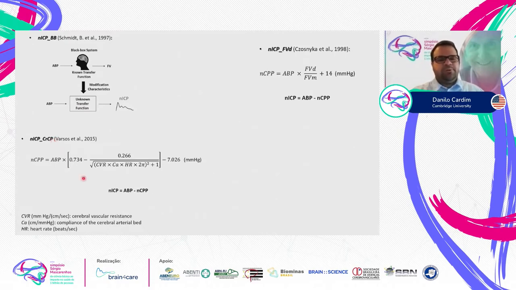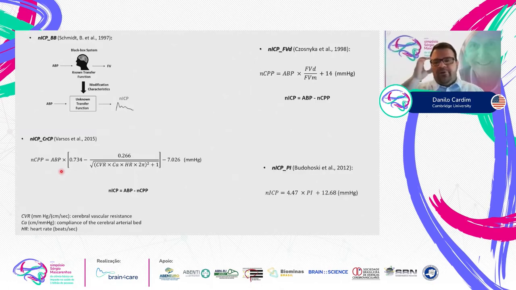So we can also use this method to extract the non-invasive cerebral perfusion pressure that is also modeled based on traumatic brain injury patients that had arterial blood pressure, cerebral blood flow velocity with TCD, and intracranial pressure collected.